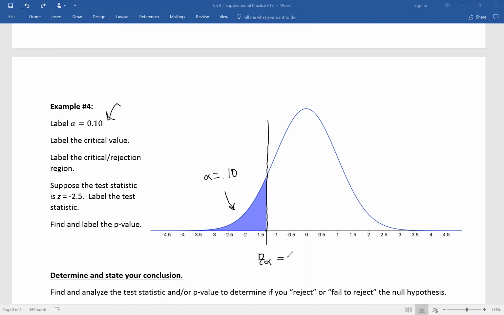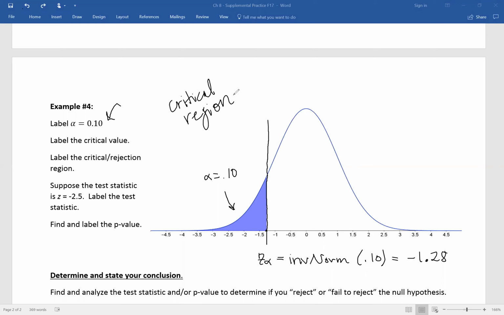And we would find that by doing inverse normal. We have 10% to the left. So that would end up being negative 1.28 for a z-score. So this is our critical region, where we will reject the null hypothesis if the test statistic falls there.